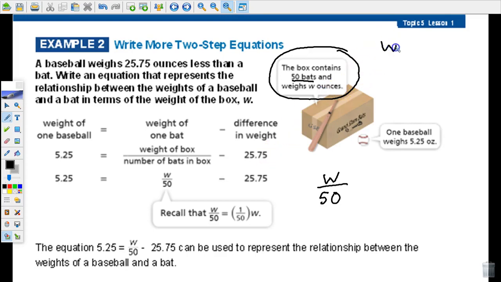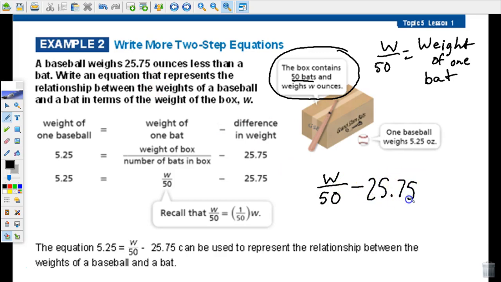So W divided by 50 equals the weight of one bat. So that's where we get that. And then a baseball weighs 25.75 ounces less than a bat. So less than means minus, and that's where the 25.75 comes in.